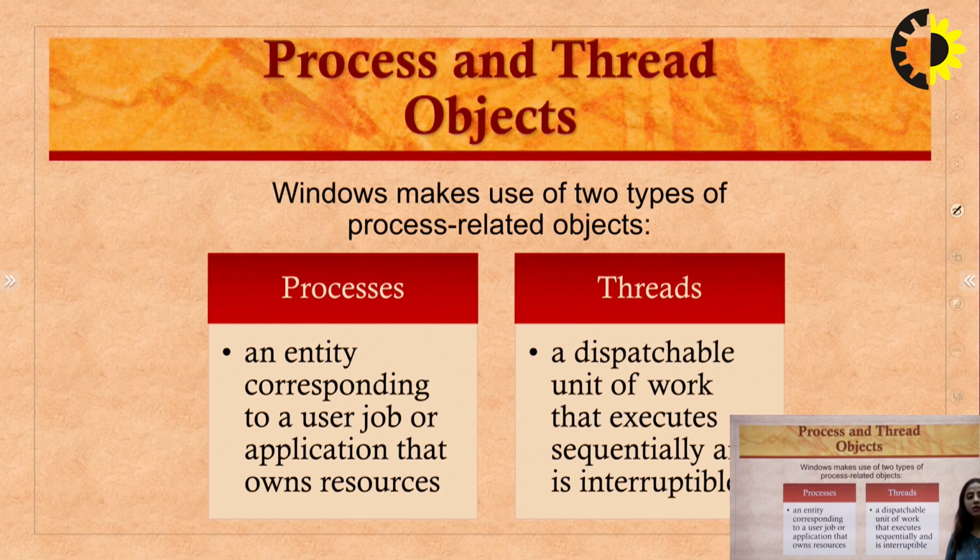Now, threads: a dispatchable unit of work that executes sequentially and is uninterruptible. A thread is a dispatchable unit of work. It executes sequentially and it is uninterruptible, which means that you cannot interrupt it in between. Okay.